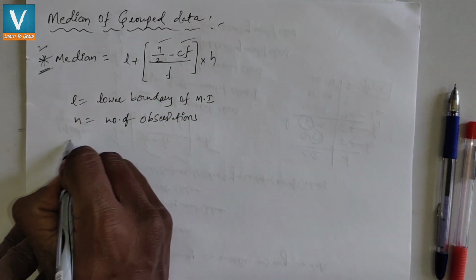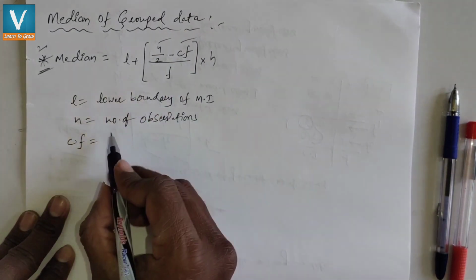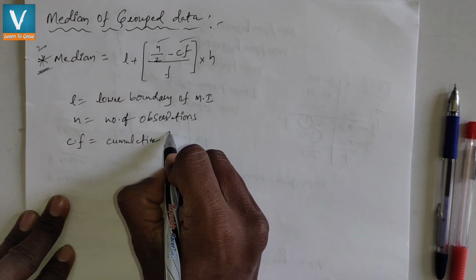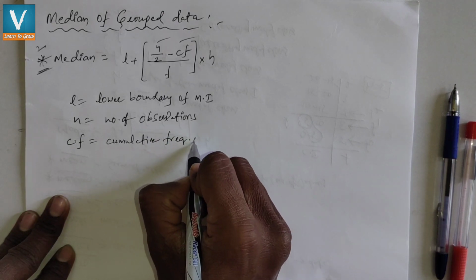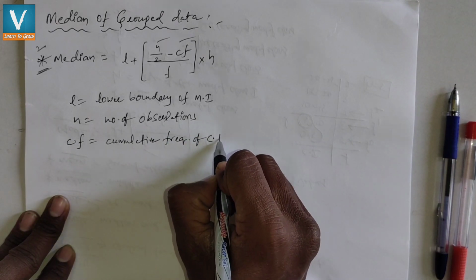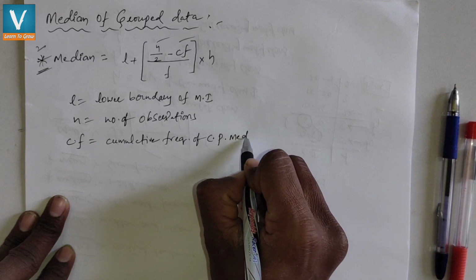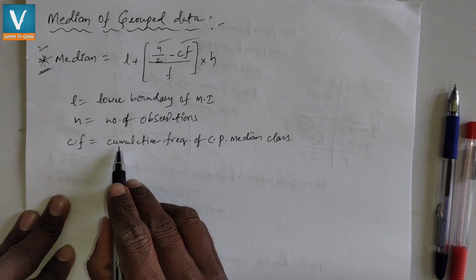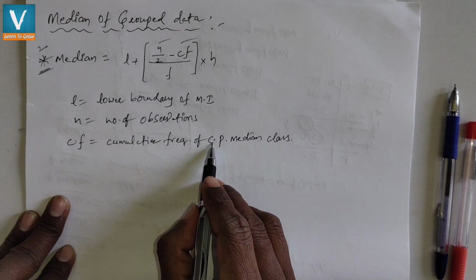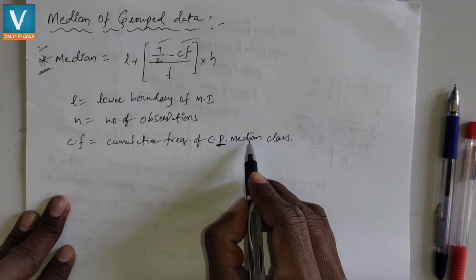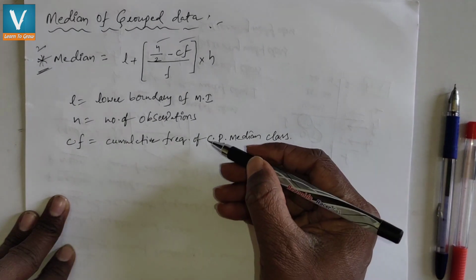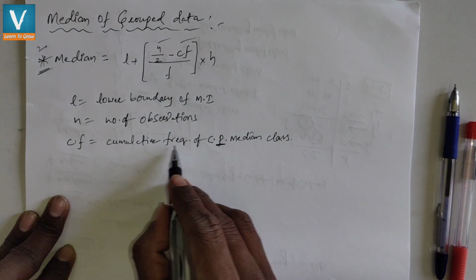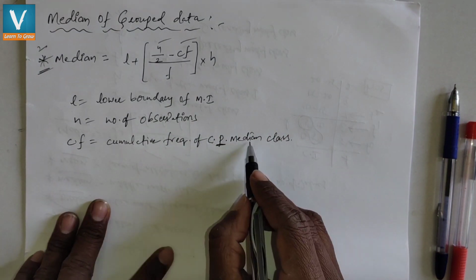Then the next one is CF. CF indicates a cumulative frequency, the cumulative frequency of the class preceding the median class. Preceding means what? The one before. So CF indicates the cumulative frequency of the class preceding the median class.